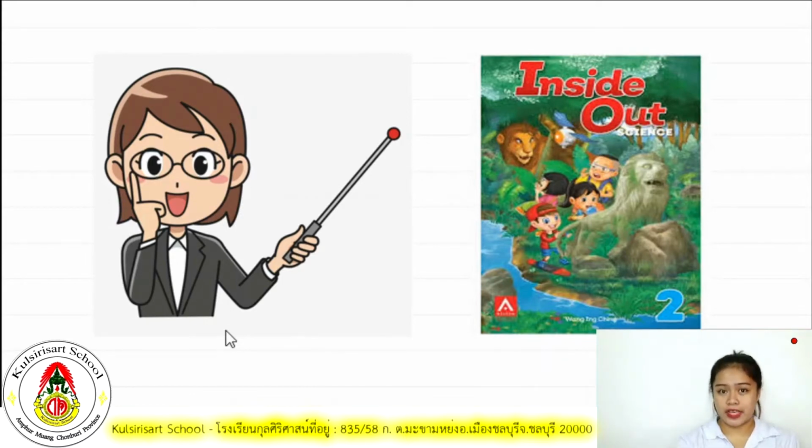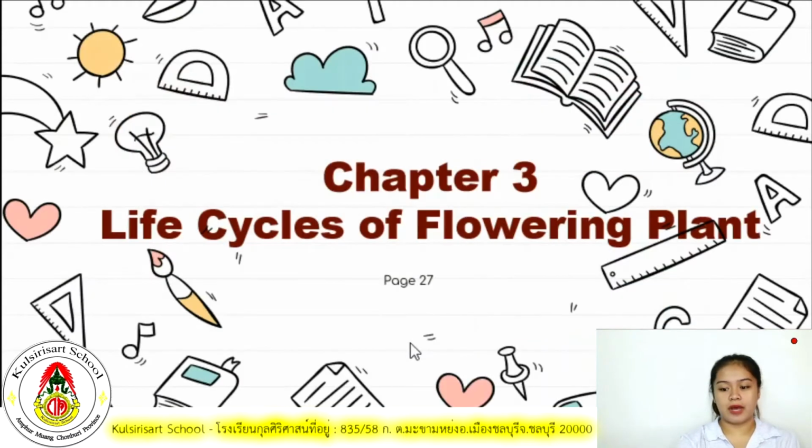Today we are going to discuss the life cycle of flowering plants, and it is found in chapter 3. Now kids, I want you to turn your book to page 27. Okay, very good.